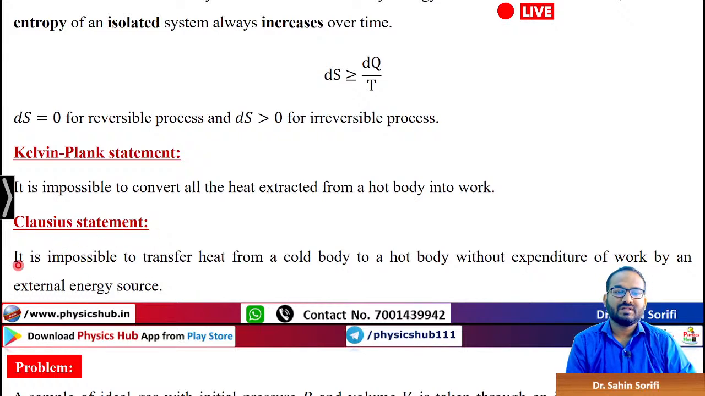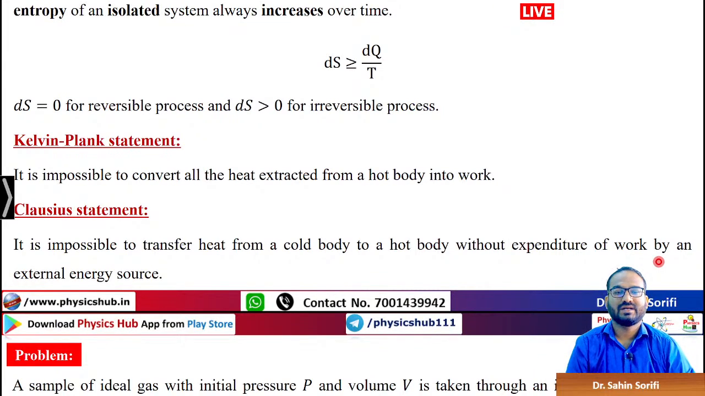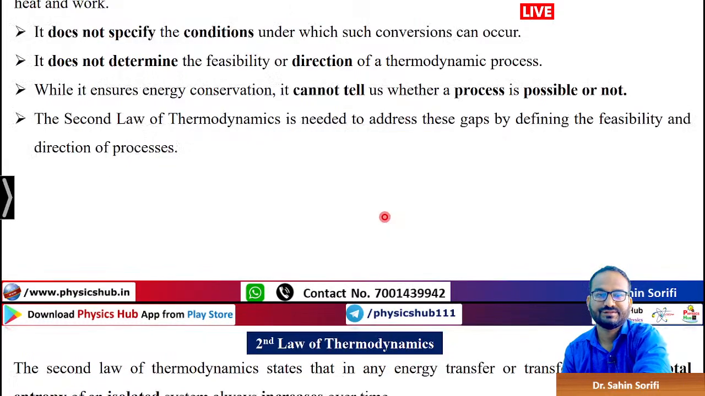Clausius statement: it is impossible to transfer heat from a cold body to a hot body without expenditure of work by an external energy source. As I have told you, this process is not spontaneous. It is impossible unless you apply some external source, for example in a refrigerator you apply electricity to do this job. Without that it is not possible in a normal scenario.